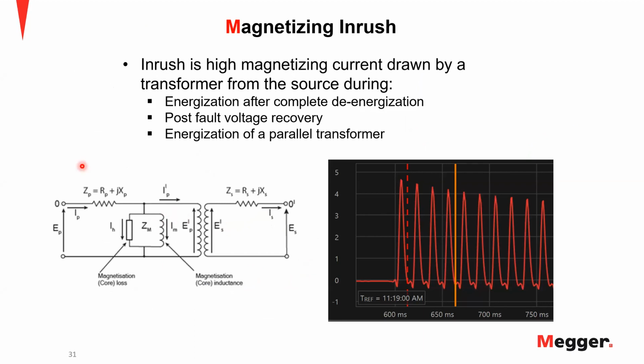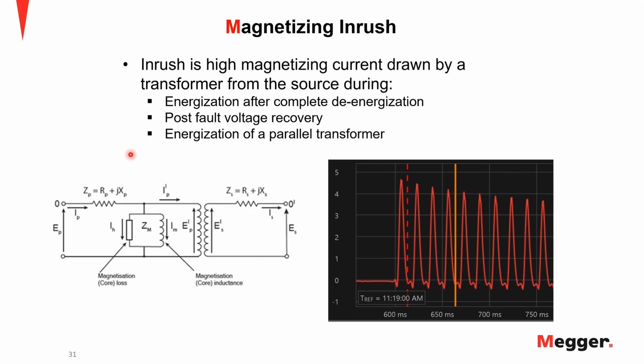The next challenge is magnetizing inrush. When a transformer is energized, it will draw really heavy current to energize its core. So this current is called magnetizing inrush, and it's very high in magnitude. It's transient in nature. So what happens when magnetizing inrush current is seen is that it's only seen on the primary side, and the secondary side obviously would not have that current. So the relay will think that it's seeing a differential condition.